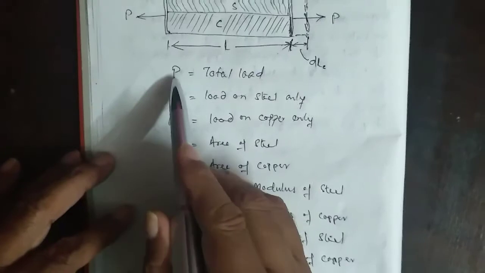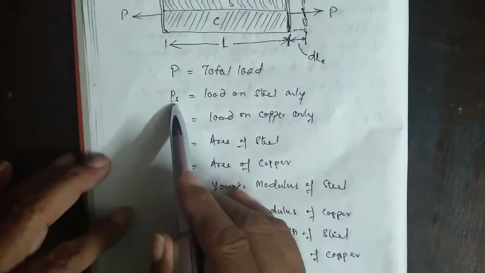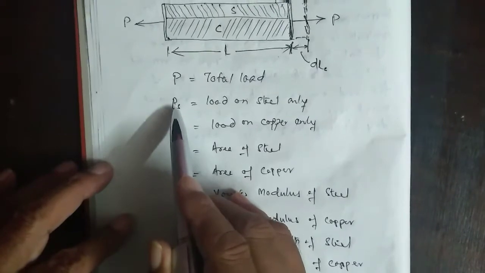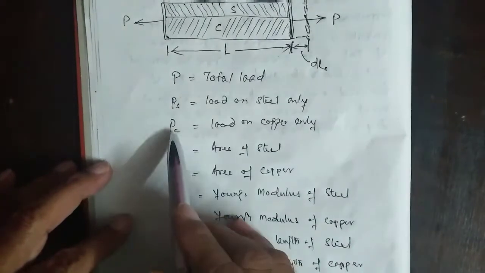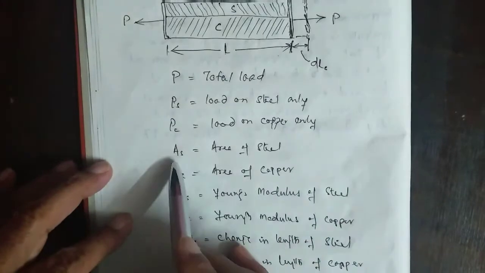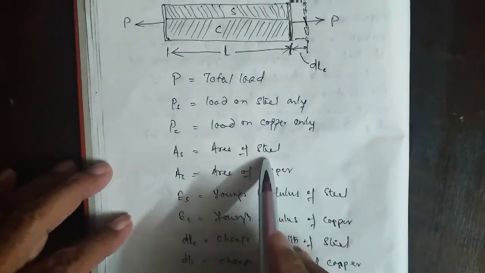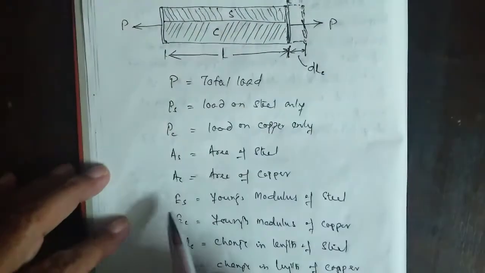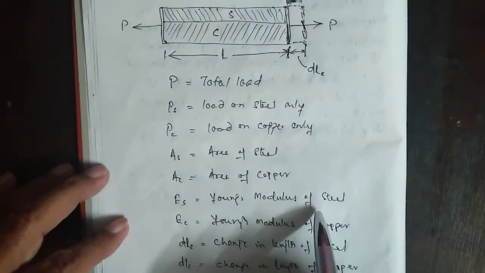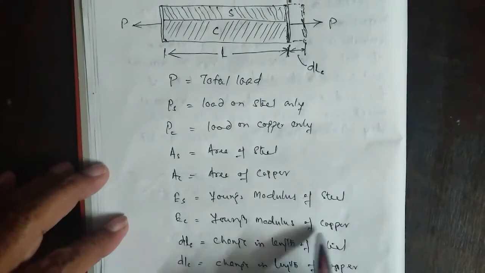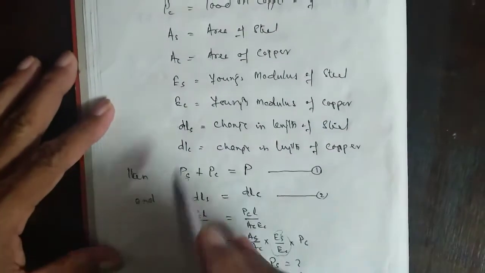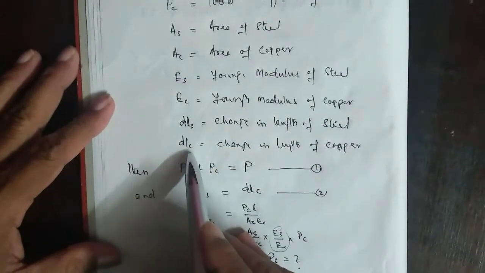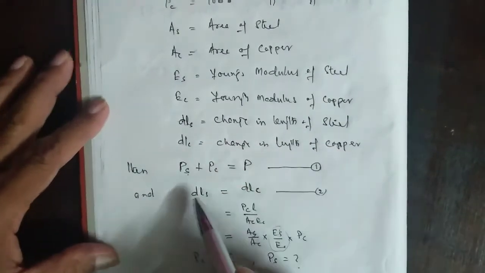For example, if P is the total load, PS is the share of the steel in the load. PS is the load on steel. PC is the load on copper only. AS is the area of steel. AC is the area of copper. ES is the Young's modulus of steel. EC is Young's modulus of copper. DLS is the change in length of steel. DLC is the change in length of copper.